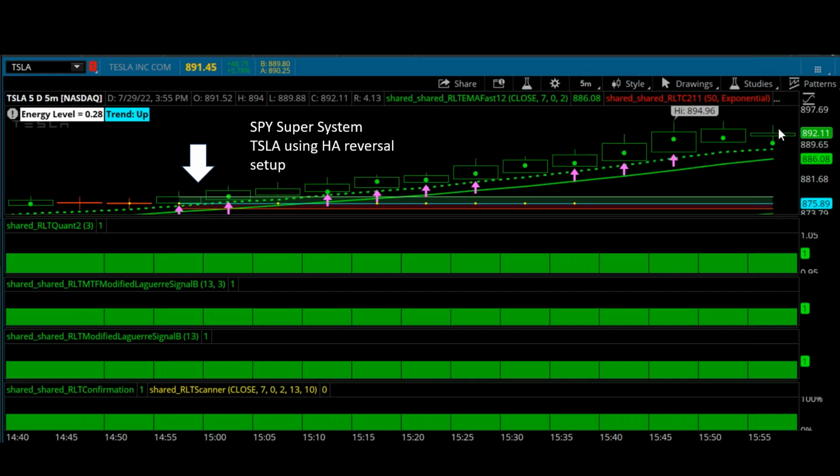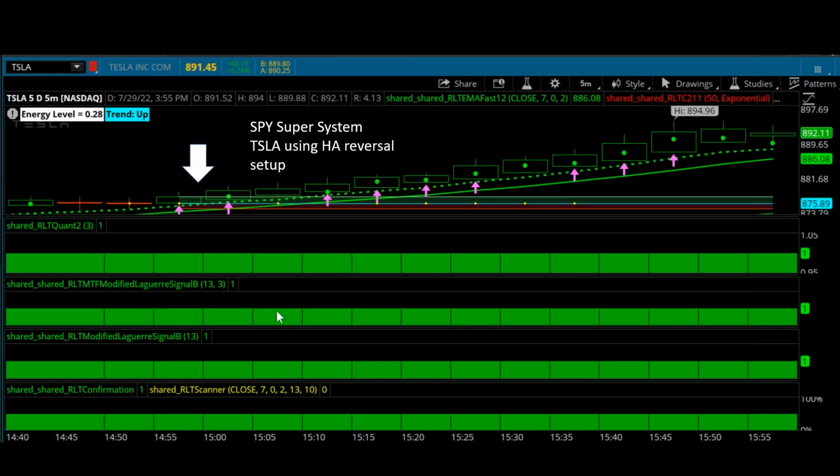Now we're getting wicks and tails here. This is where I would be considering getting out. But you can see that the institutions are buying the heck out of this. By the way, I don't use this anymore. This was a confirmation bar. I switched that and I put the actual oscillator on there, like you saw on the other chart. But I'll show you that.